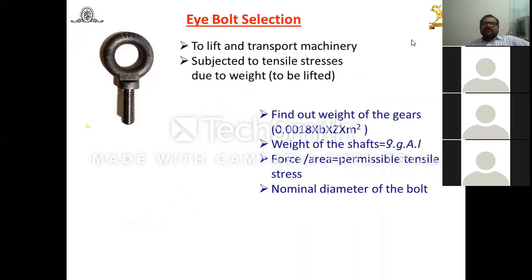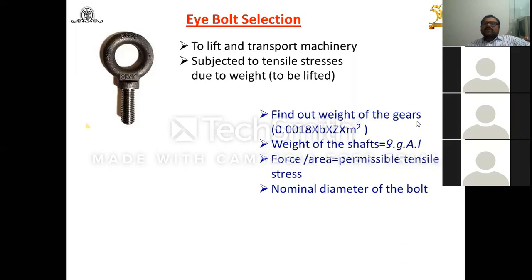Now let us see another important point, the eye bolt selection. How to select the eye bolt for an application? Generally, the purpose of the eye bolt is to lift and transport. And generally, if it's lifting, you will find that the threaded portion of the eye bolt is subjected to tensile stresses. But how to select the eye bolt from the catalog? Again, in the catalog, different sizes of eye bolts are available, maybe M12, maybe M16, maybe M20. But how to select it, I will elaborate within 1 minute.